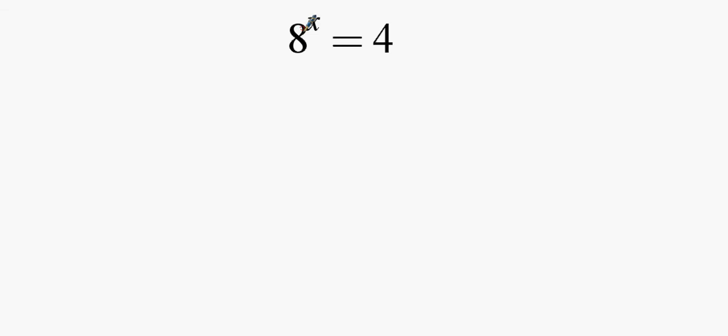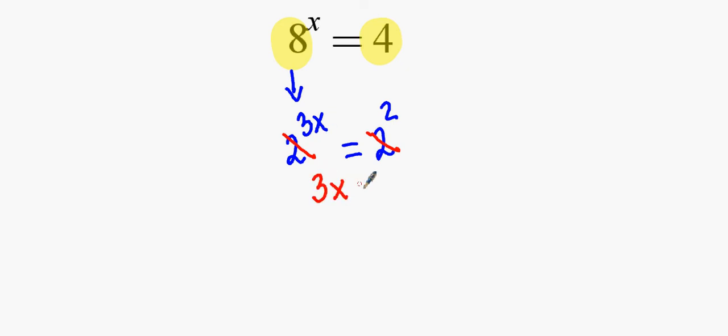Next problem, 8 to the x equals 4. So we look at our bases and we see, can we write these two numbers so they have the same base? Well, 8 is the same as 2 to the 3rd power, and then to the power of x. So 2 to the 3rd times x. 4 is the same as 2 to the 2nd power. So now our bases are the same, so we can ignore them. And now we can set exponents equal to each other. So 3x equals 2. Divide by 3 and we get x equals 2/3.